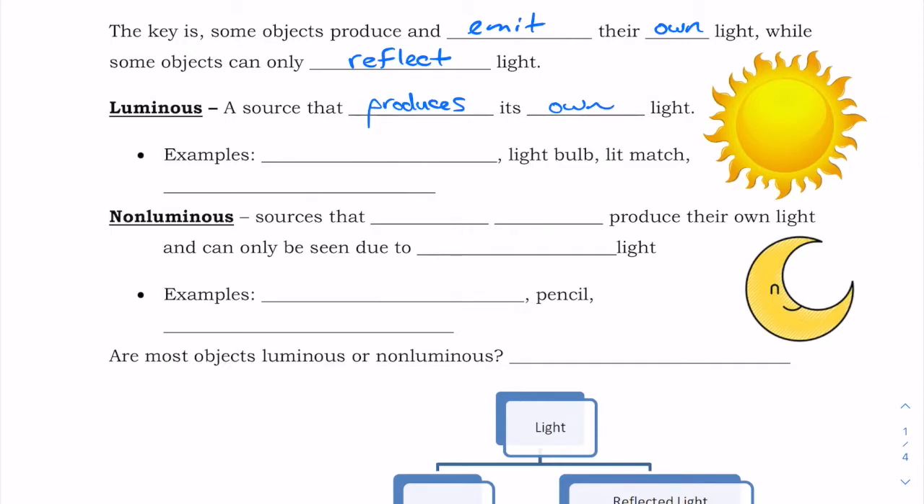We've already talked about a few examples, but we'll reiterate them here for clarity. So of course, the sun, a light bulb, a lit match. You can imagine in the night sky looking at stars, for example. All of these objects produce their own light. An object is non-luminous if it cannot produce its own light. And once again, they can only be seen due to reflected light from a luminous source.